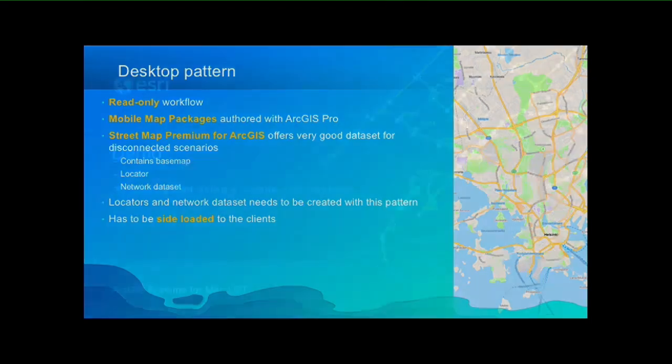Oh, and I guess one key point: this is the only pattern for putting locators and networks into your runtime applications. We don't currently have support in the services-based workflow for clipping out a piece of a locator or clipping out a piece of a network. You need to process those through ArcMap or ArcGIS Pro to get them to work.